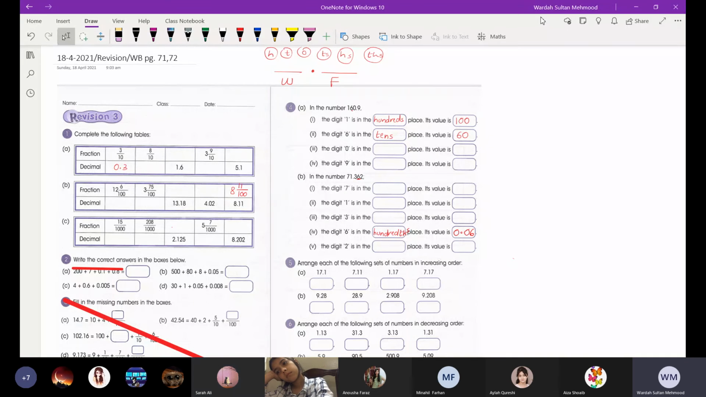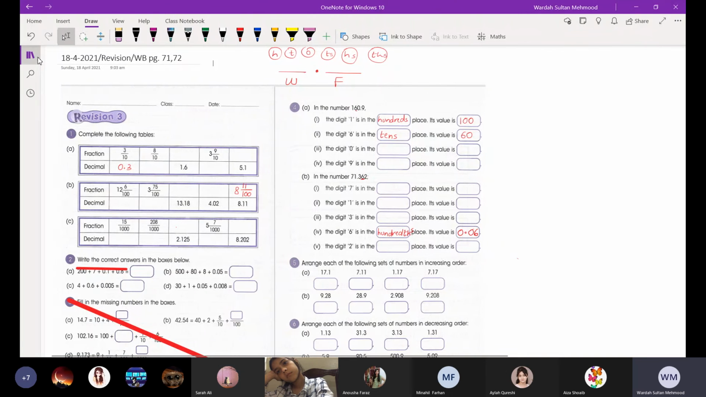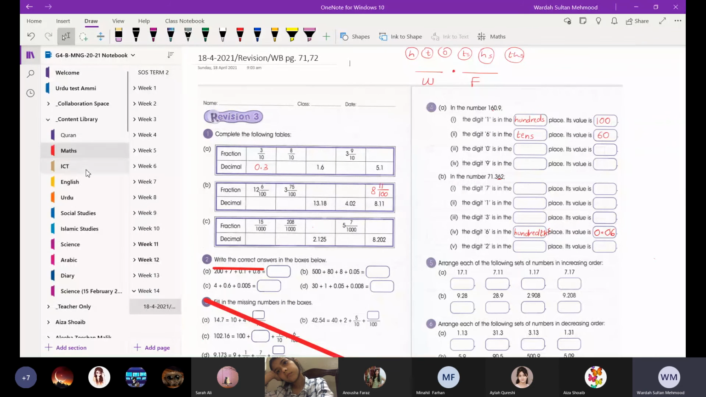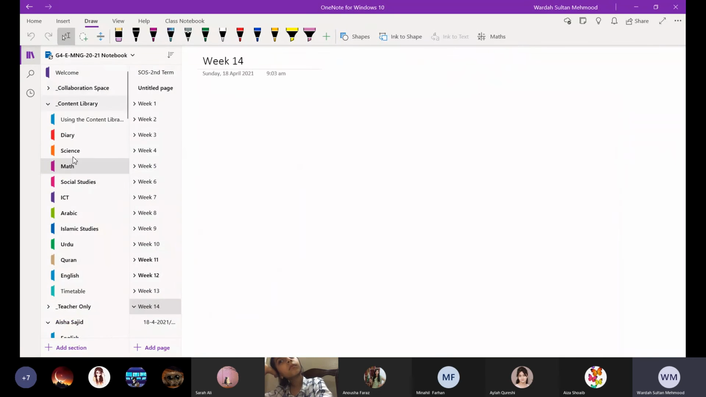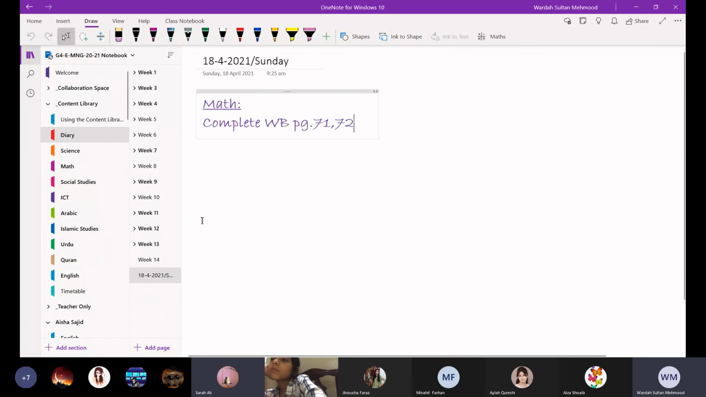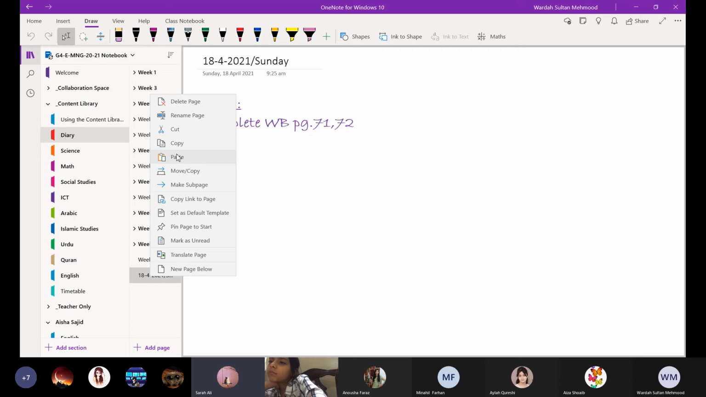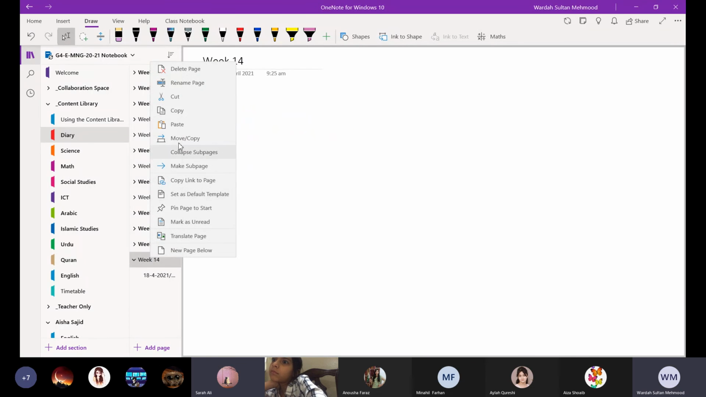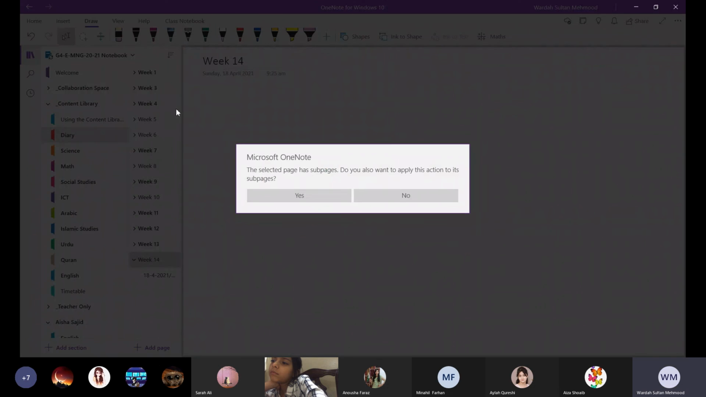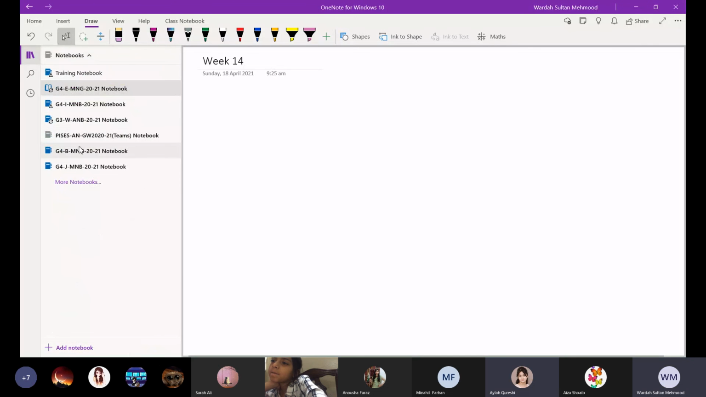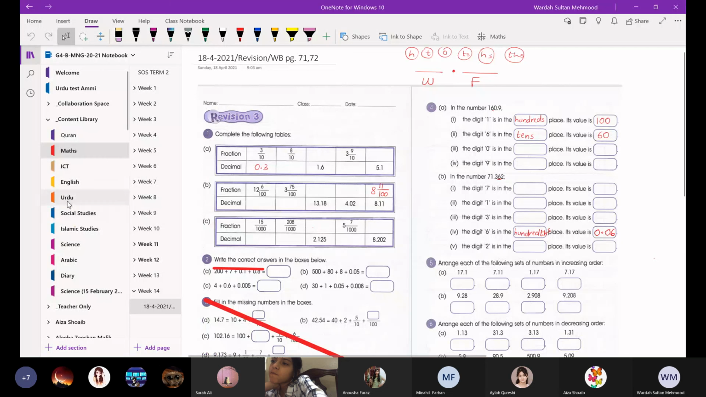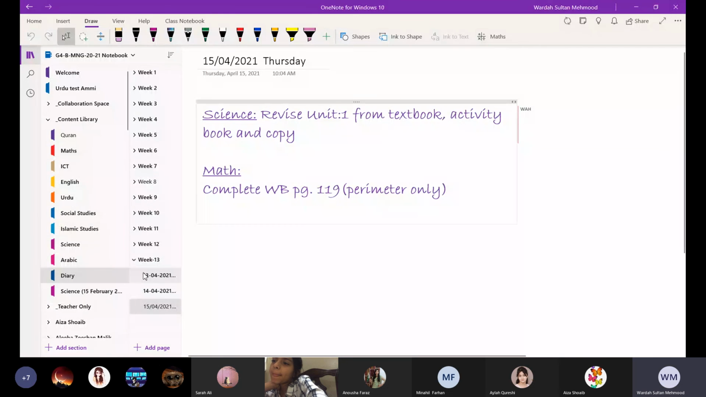Girls, the class is about to be over, so I'm writing the note in your diary that you have to complete it. I'm writing 71 and 72, but don't do question number 5. Only do question number 4. Yes, do you have any question? Teacher, on page number 72, do we have to do question number 5 and 6? No, only 4. Till 4. Only till question number 4, girls.